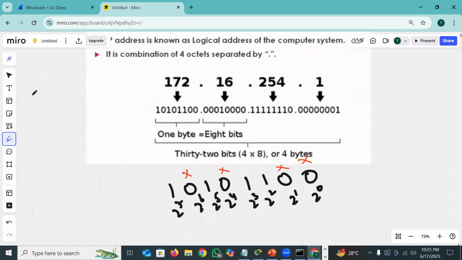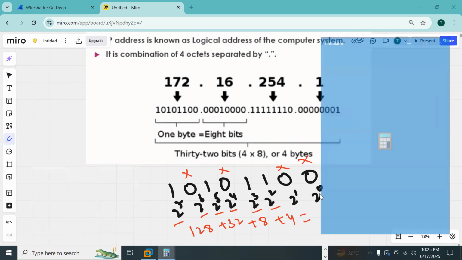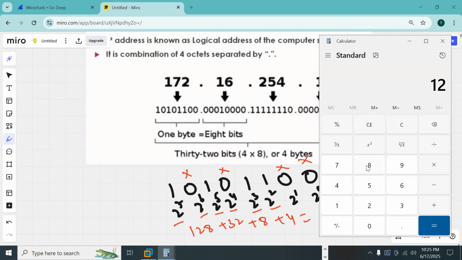So 2 to the power of 7 is 128, 64 is 0, 32 is 2 to the power of 5, this is 0, 2 to the power of 3 is 8, 2 to the power of 2 is 4, and the rest are all zeros. If I do this calculation, what value do I get? It becomes 172: 128 plus 32 plus 8 plus 4. Correct? Is that clear, everybody? You got my point, 172.